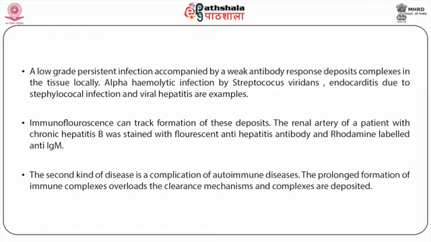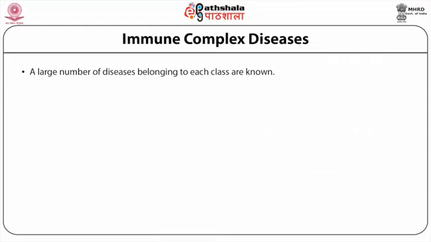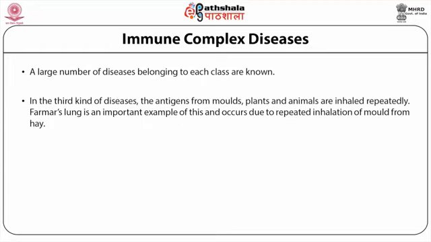The second kind of disease is a complication of autoimmune diseases. The prolonged formation of the immune complexes overloads the clearance mechanisms and complexes are deposited. A large number of diseases belonging to each class are known. Some of them are tabulated here. In the third class of diseases, antigens from molds, plants and animals are inhaled repeatedly.